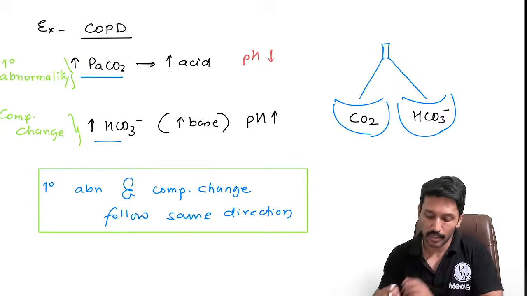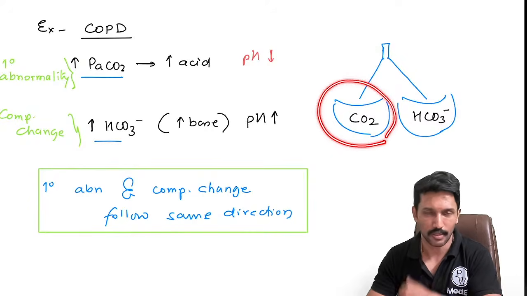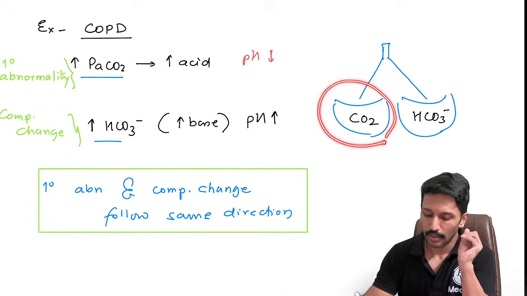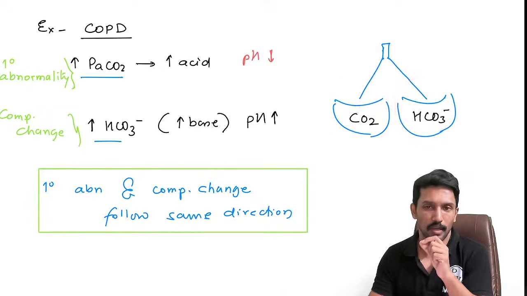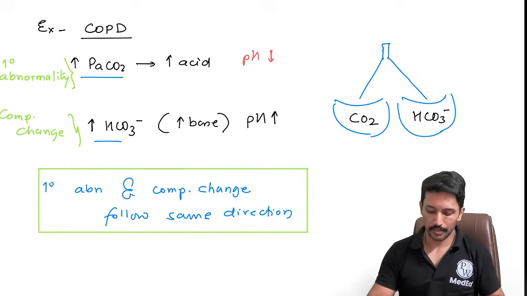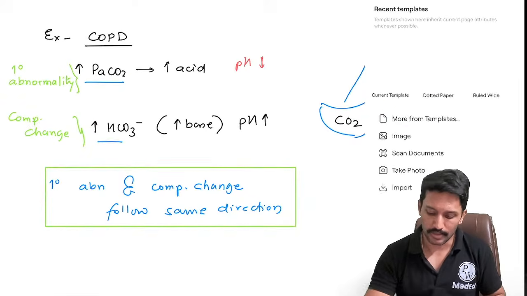So if the primary abnormality is a change in carbon dioxide, like increased PaCO2 or decreased PaCO2, we will call it a respiratory disorder. And if the primary abnormality is a change in bicarbonate, then we will call it a metabolic disorder. Okay, this is clear. Now I will give you an example and we will take it through the examples.